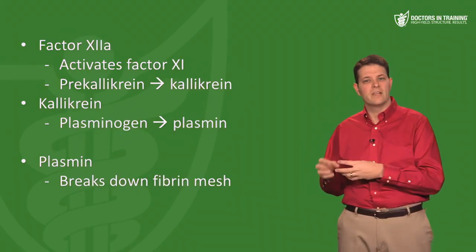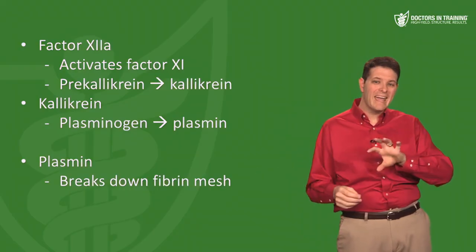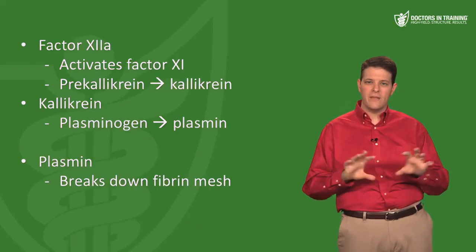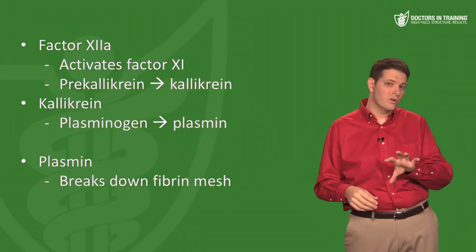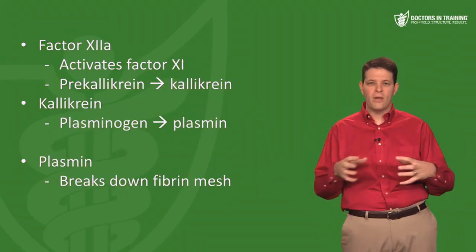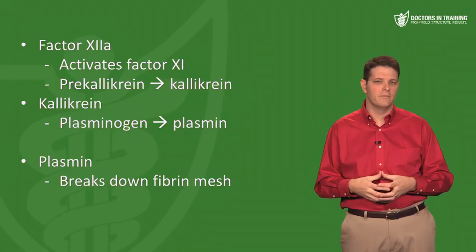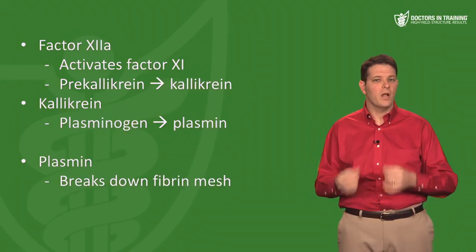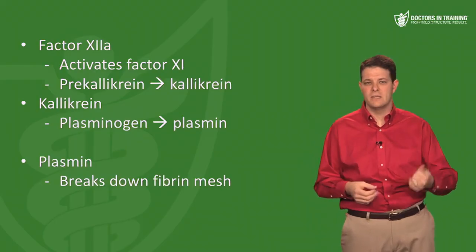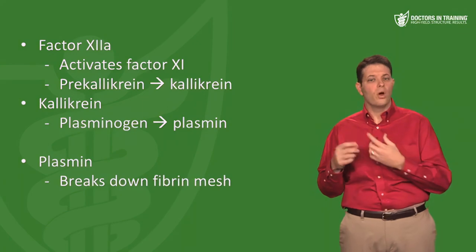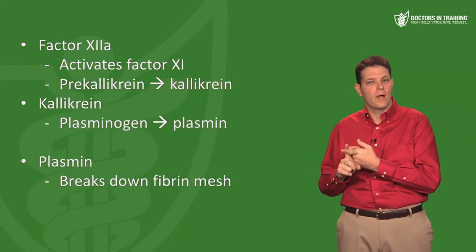So factor 12 is kicking off both the coagulation cascade and the fibrinolytic system, because you don't want to have either of these systems running amok. That could be dangerous, to start clotting everywhere or to start lysing clots everywhere. So this whole process needs to be tightly regulated. In the next video, we're going to talk about some clot-busting drugs that facilitate the activation of plasmin, drugs like streptokinase and TPA. So that's one important function of kallikrein.